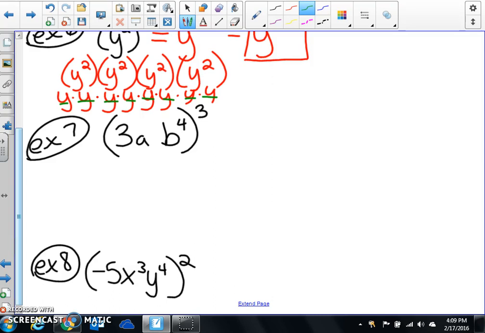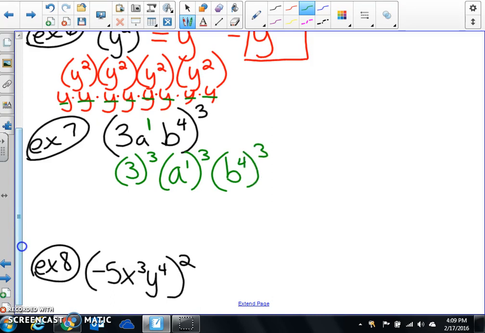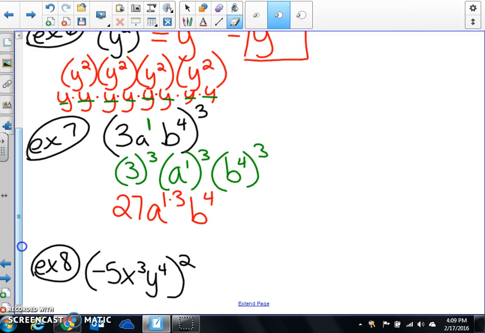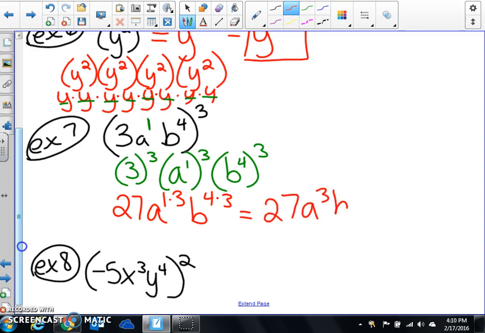So this becomes 3 to the 3rd. Put your 1 there. This is a to the 1st to the 3rd. And this is b to the 4th to the 3rd. Now we can go ahead and simplify. 3 to the 3rd is 27. And then power to a power, we multiply. So this is a, 1 times 3, b, 4 times 3. A, 1 times 3 is 3. B, 4 times 3 is 12.